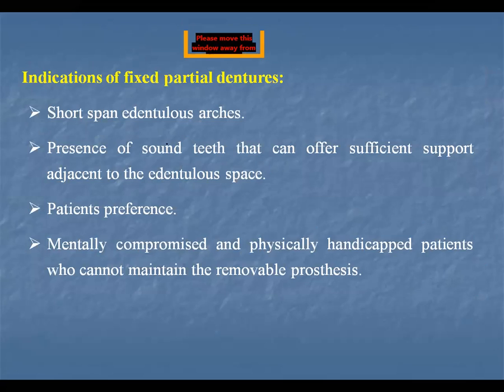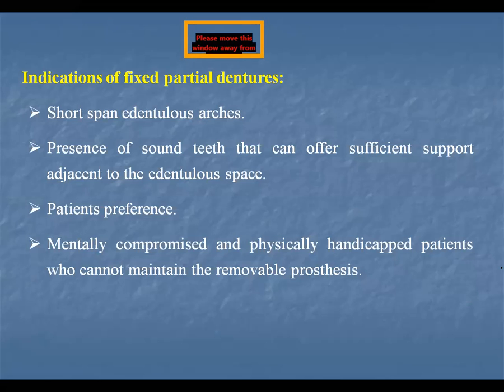So what are the indications for your fixed partial denture? The first indication is short span edentulous arches. Whenever you are going to give a fixed partial denture, it is always preferred that it has a short span of edentulous arch. If it is a long span of edentulous arch, we prefer removable partial denture in your case.